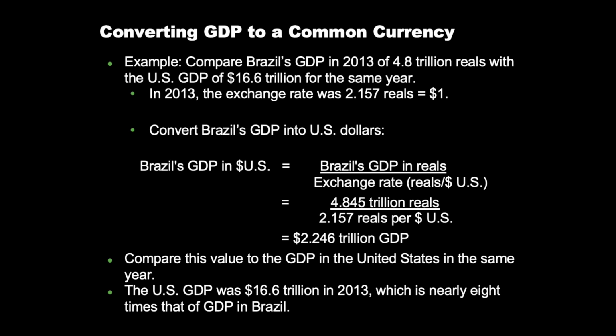Let's convert Brazil's GDP into US dollars. We take Brazil's GDP in reals divided by the exchange rate. Here we see that this is going to equal 2.246 trillion GDP. Compare this value to the GDP in the United States in the same year. The US GDP was 16 trillion in 2013, which is nearly 8 times that of the GDP of Brazil.